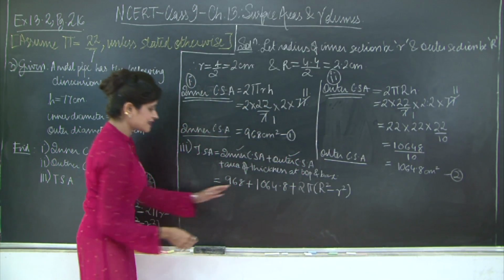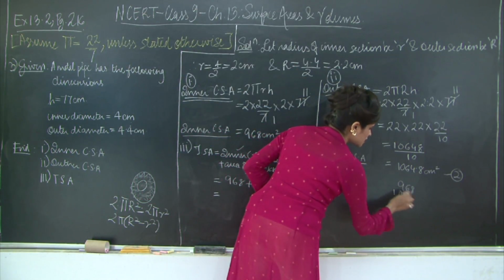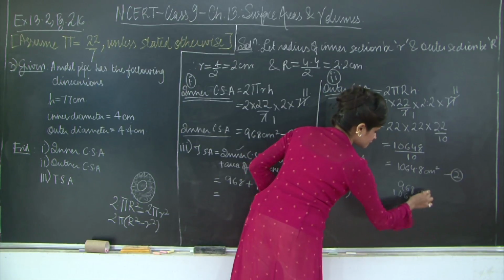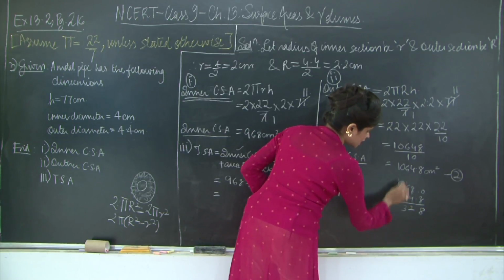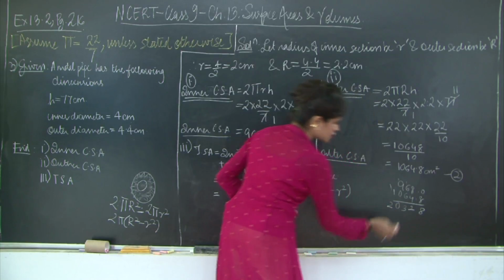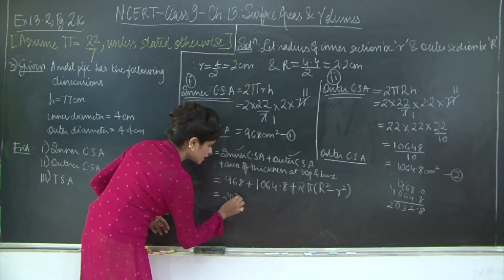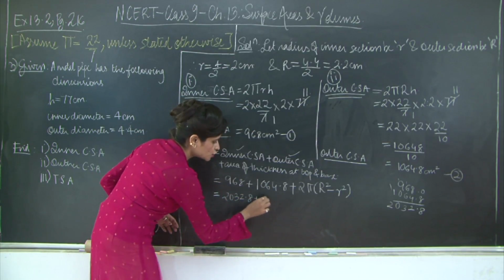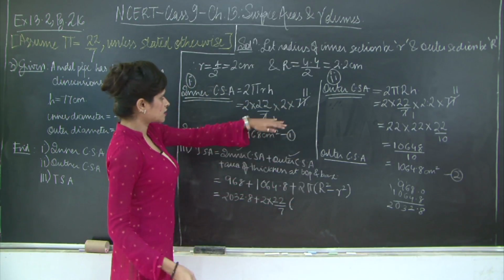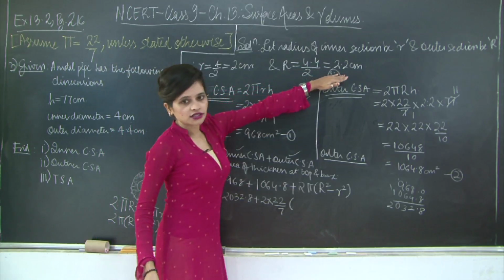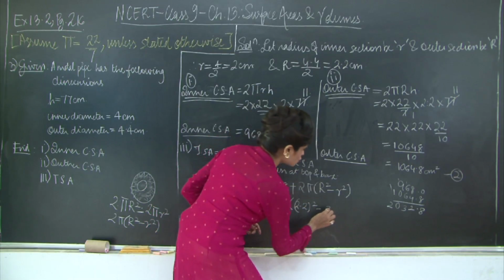So let's add 968 and 1064.8. So this is going to be 8, 2, 6 2s are 12, 13, 9, 10 and 2. So this is going to be 2032.8 plus 2 into 22 upon 7 into R square minus small r square. So your capital R is 2.2, so 2.2 the whole square minus 2 square.